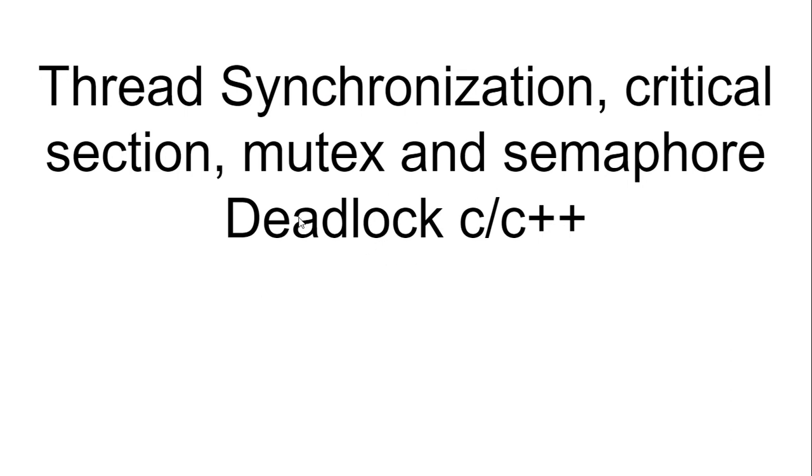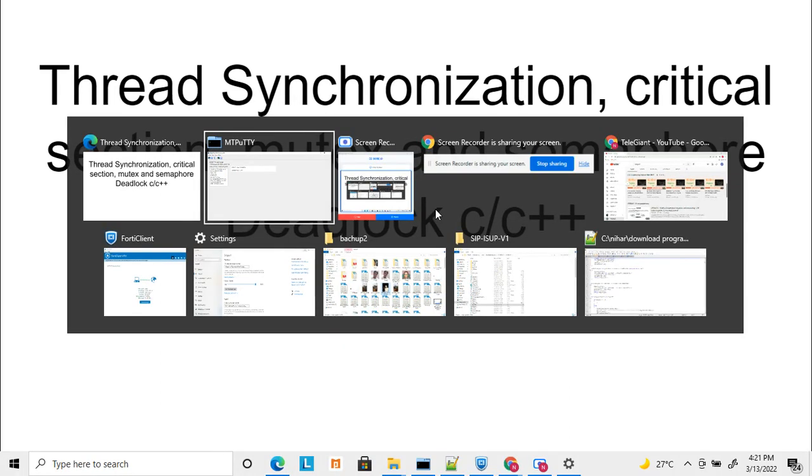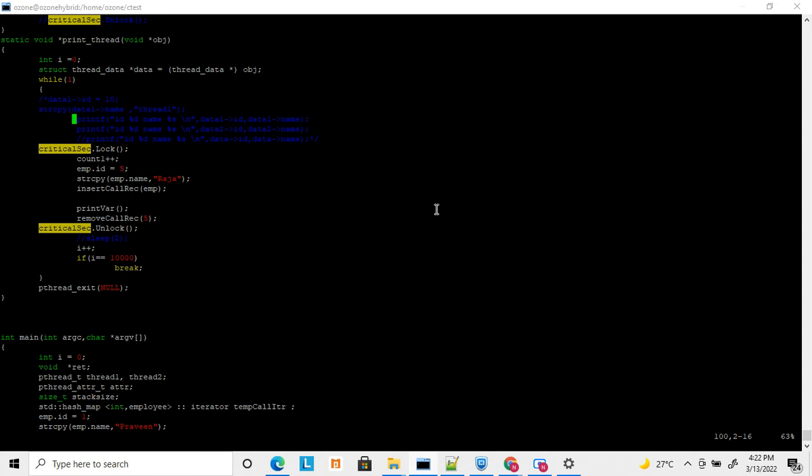So let's discuss the deadlock. What is deadlock? When two threads try to lock a single object, then the deadlock happens. You have heard about the deadlock. So once the deadlock happens, it just gets stuck there. So here I can show you an example.